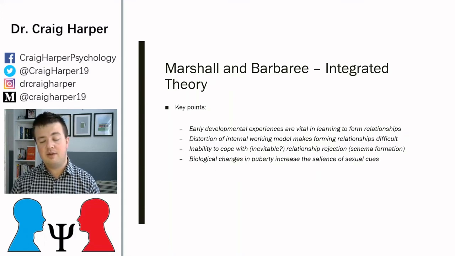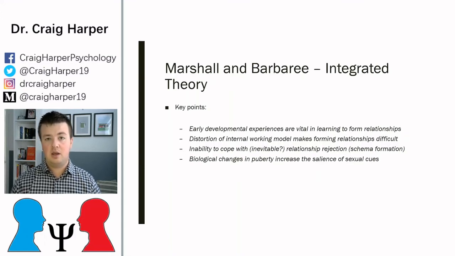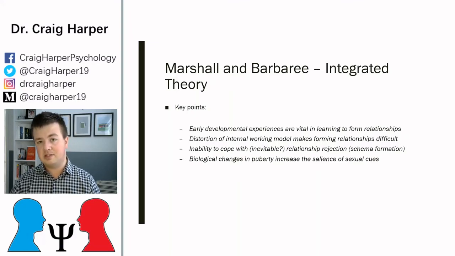So what this theory does really nicely is bring in biological changes in terms of hormones and that rush of hormones at the beginning of puberty, and link it to the social environment in terms of what that means in terms of the salience of sexual cues and what that means in terms of the rehearsal of sexual fantasy.